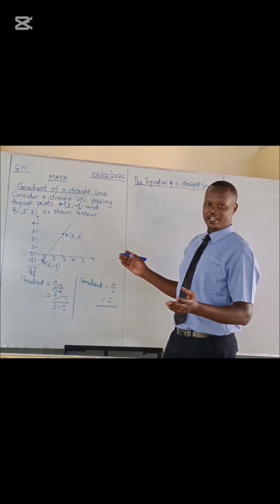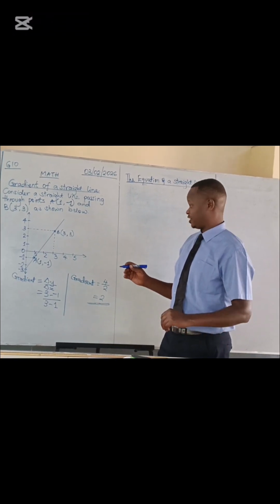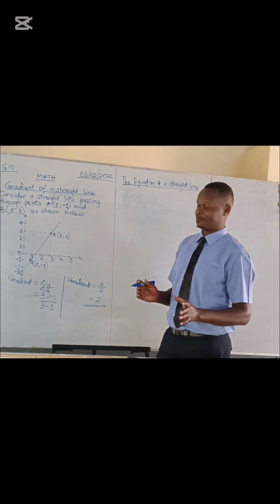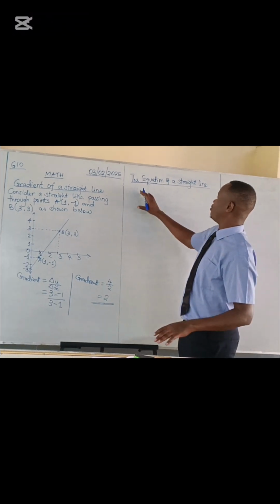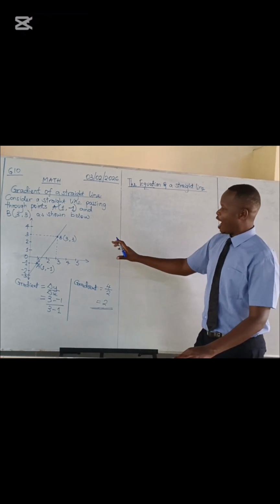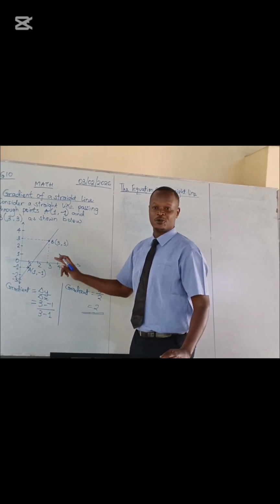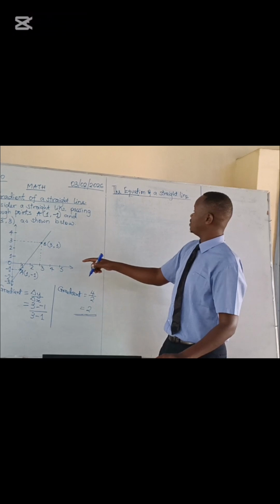Well, we have seen how we can get the gradient of a straight line. And I love the way you students have performed in the assignment that I've just given. It's wonderful. Now, I want us to build on a new thing, and we are moving to the equation of a straight line. In this case, I want us to use this our line because there are key concepts that we are going to confirm from the line.